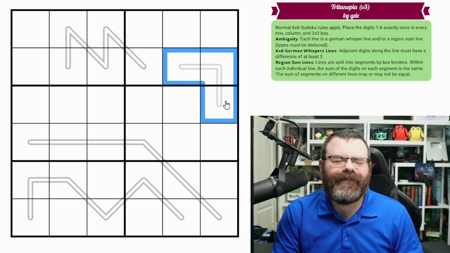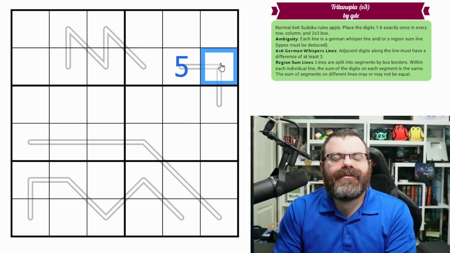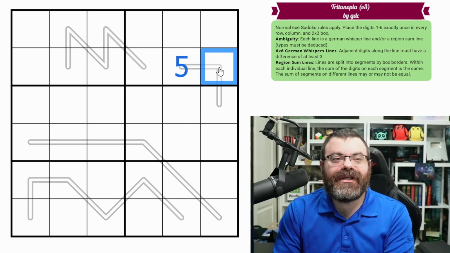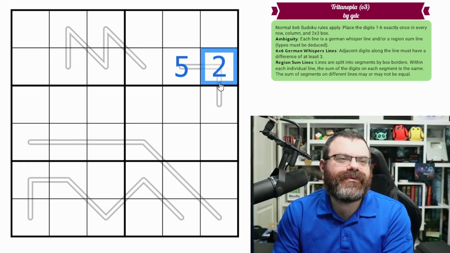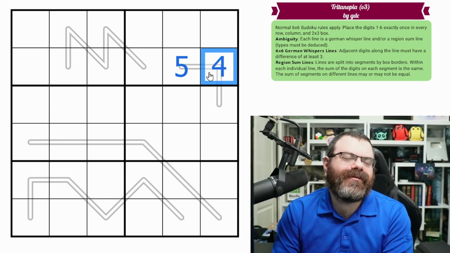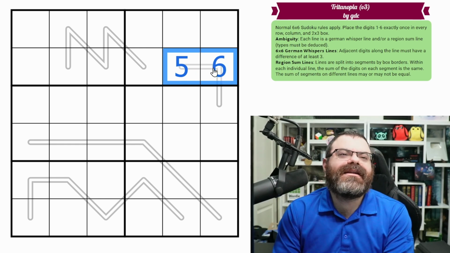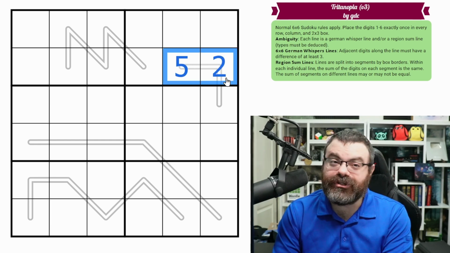But anyway, if it were a German whisper line, then adjacent digits on the line, these two and these two, have to have a difference of at least 3. So if this was a 5, we need to be at least 3 away from 5. So this could be a 2, because that's exactly 3 away. That's fine. Or this could be 1, because that's 4 away. And that's at least 3. We can't do 5-3, because that's 2 away. Or 5-4, or 5-6, because that's 1 away. And that is not at least 3 away. So you take the bigger number minus the smaller number, and that result needs to be 3 or larger.